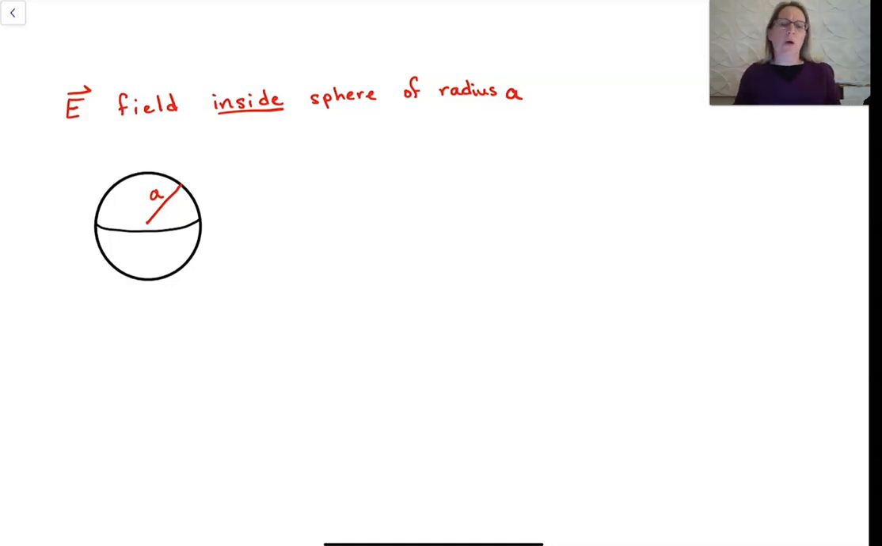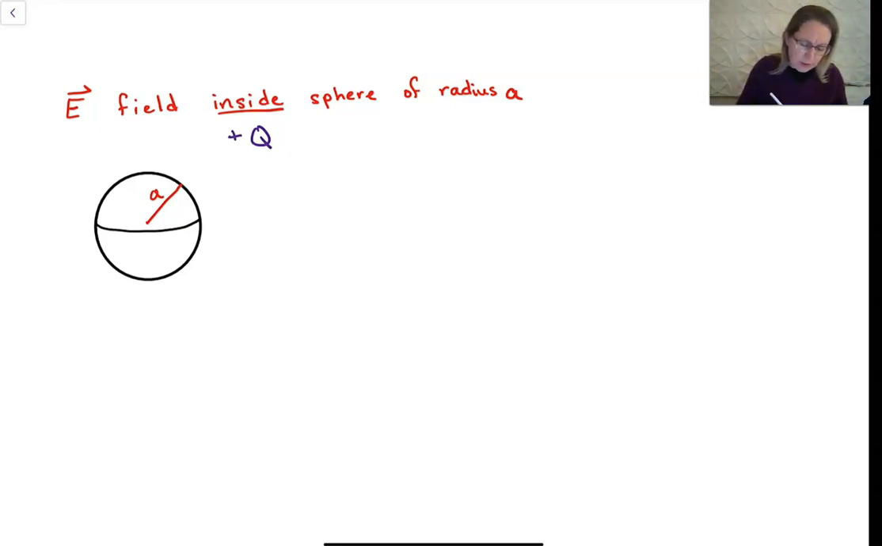We're going to work on using Gauss's law to find the electric field inside a uniformly charged sphere of radius little a. So we're going to say the whole sphere has a charge plus q and it's evenly distributed throughout the sphere. Now outside the sphere, this looks just like a point charge, because we can do it just like a point charge setup. So what I want to do is look at inside.